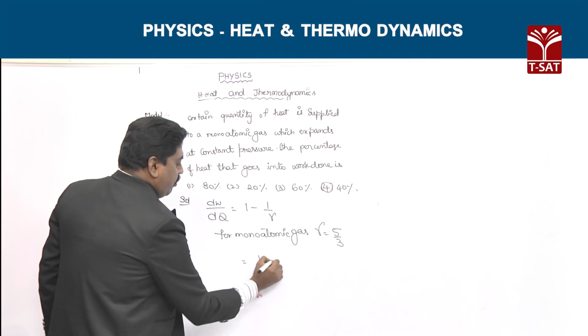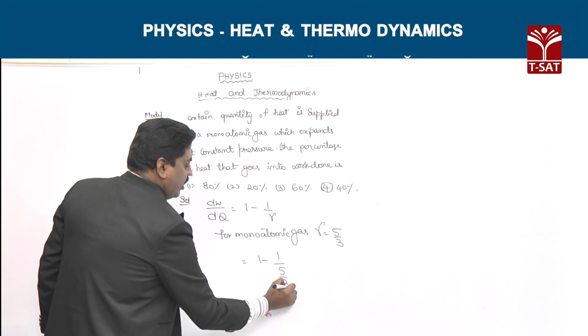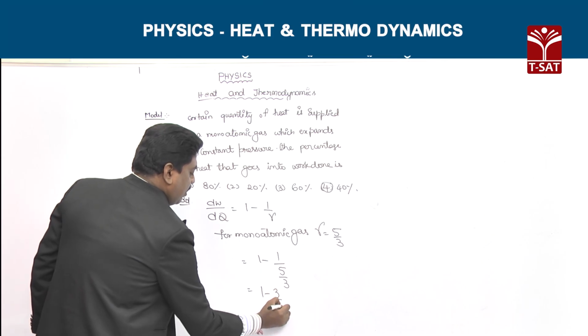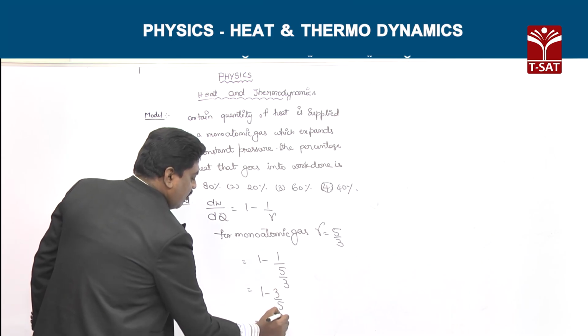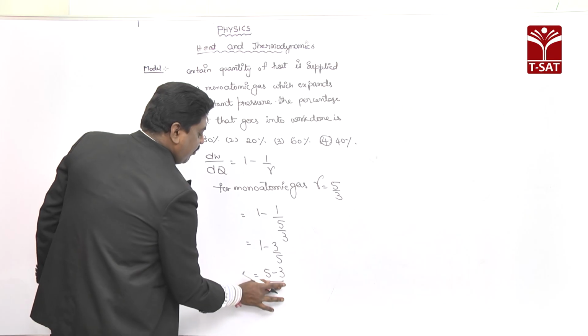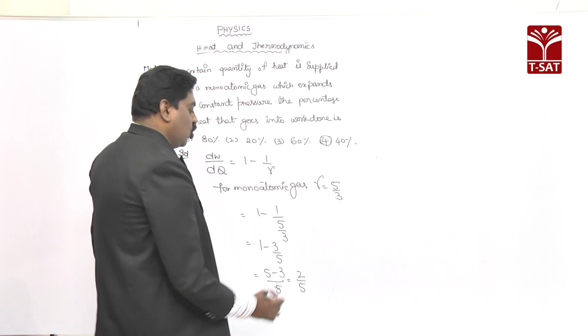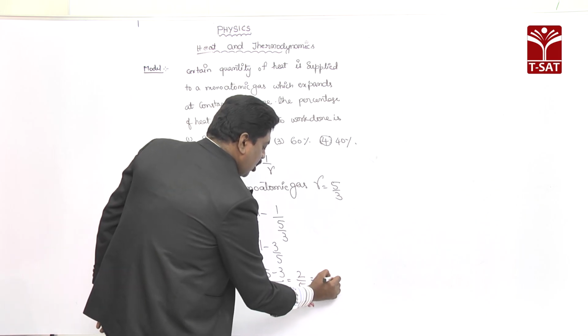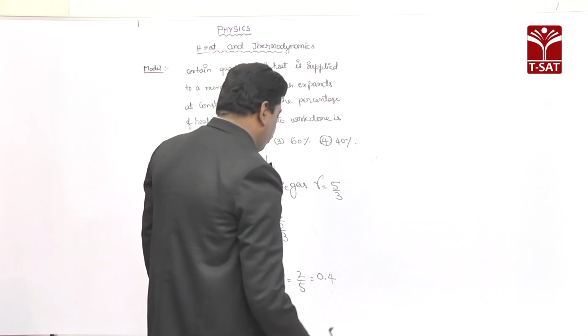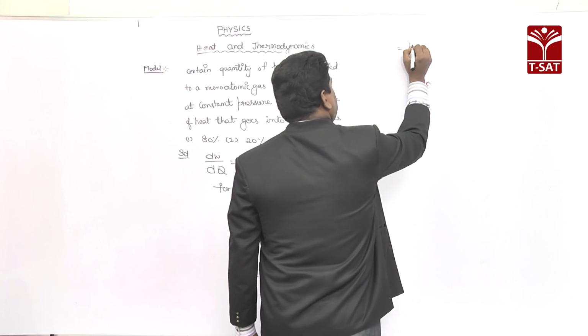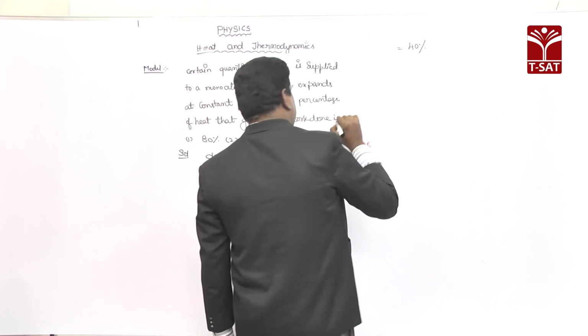So, 1 minus 1 by 5 by 3, 1 minus 3 by 5, it is given as 5 minus 3 by 5, which is nothing but 2 by 5, and 2 by 5 is 0.4, multiplying by 100 we get 40%, and the option number is 4.